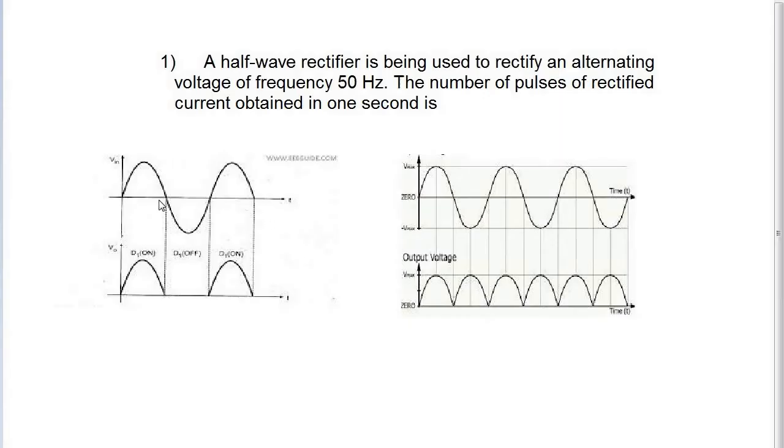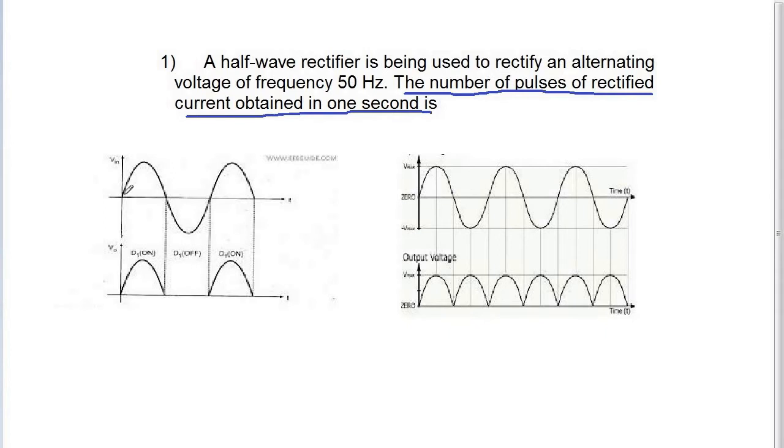So we see the diagram. This is the diagram of the input. This is the input AC, and this is the output we are getting from the half-wave rectifier. What we want to find is the number of pulses of rectified current obtained in 1 second.